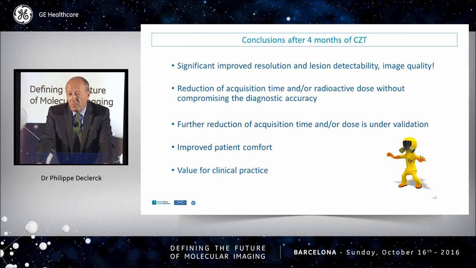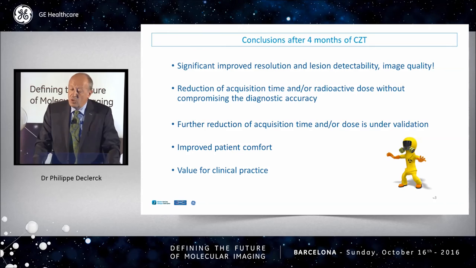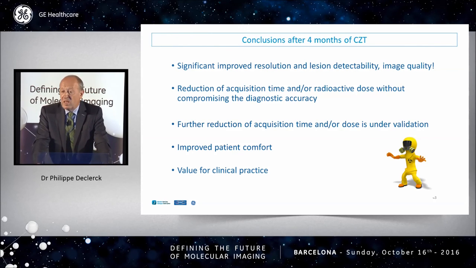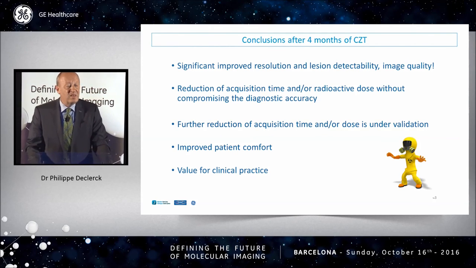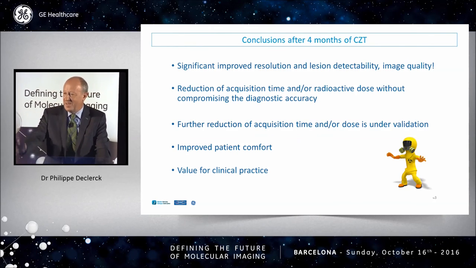So the conclusions now after 4 months using the CZT technology are that we have significantly improved image quality, resolution, and lesion detectability, and reduction of acquisition time and radioactive dose without compromising the diagnostic accuracy. Now we go to one-third, but I think with half it will be the same conclusion. Further reduction of acquisition time is under validation. We have improved patient comfort because they are less irradiated or we work faster, and it's certainly an important value for my clinical practice. And I thank again GE, and I thank the whole staff from my hospital, and I thank Jos.